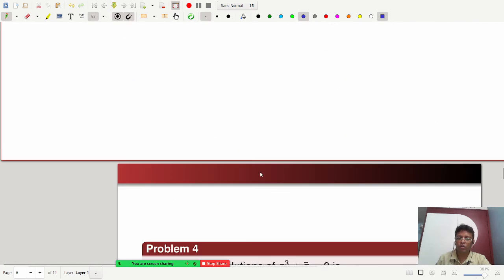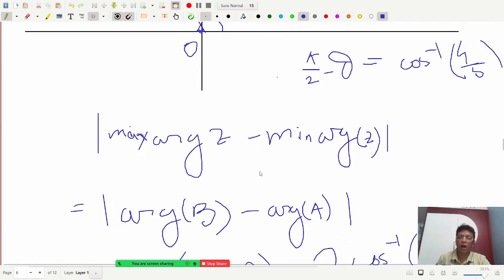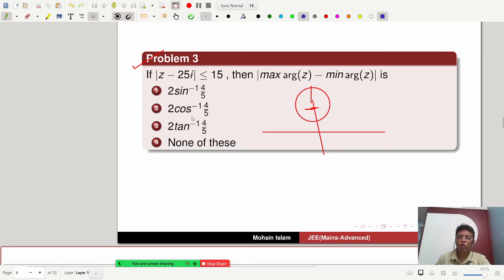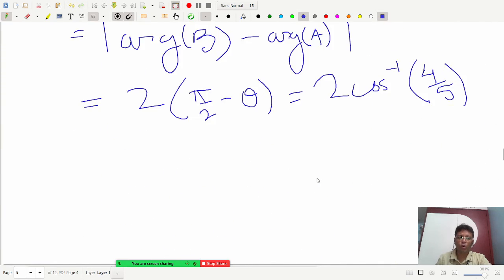So let's look at your options. Your option is 2 cos inverse 4 by 5. So option B is your answer. Okay. Next, go to problem number 4.